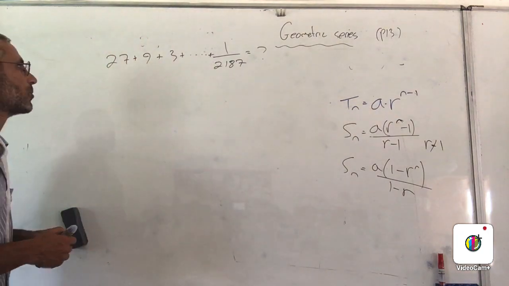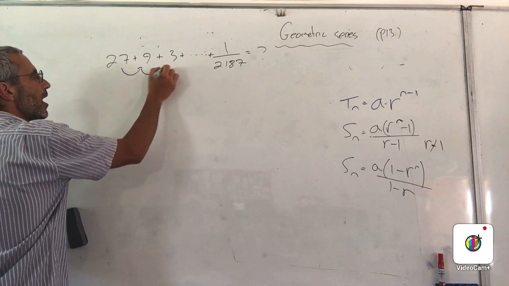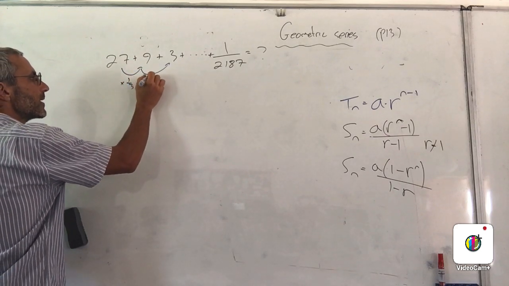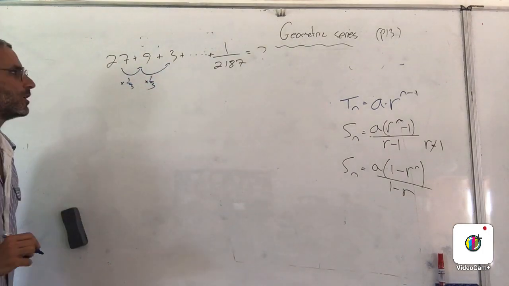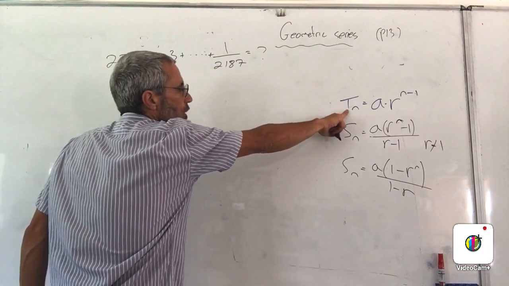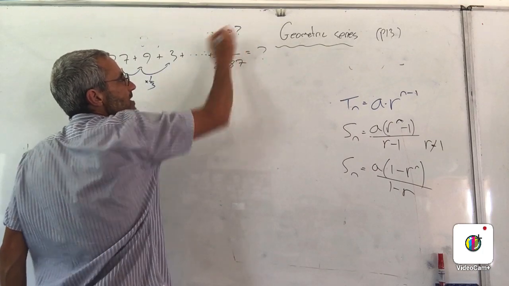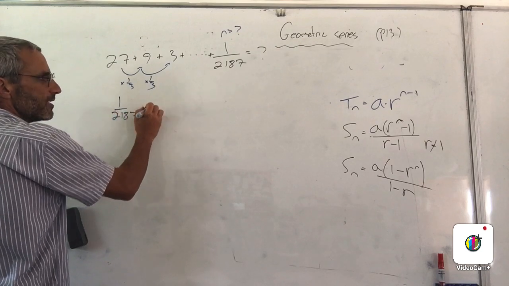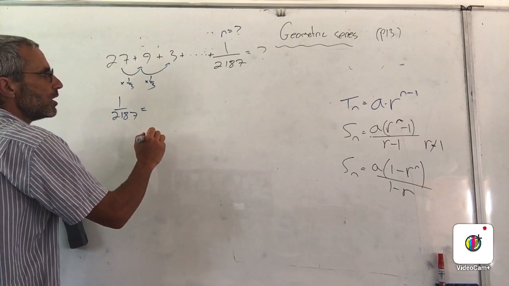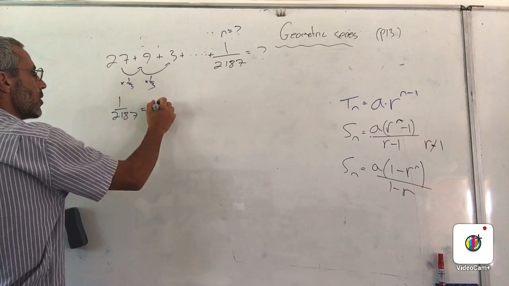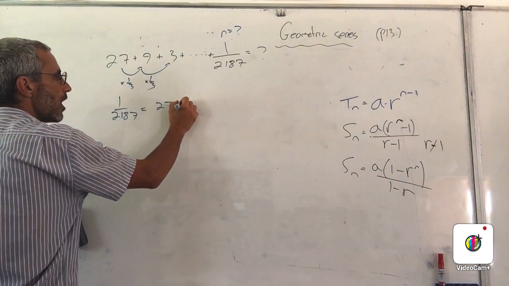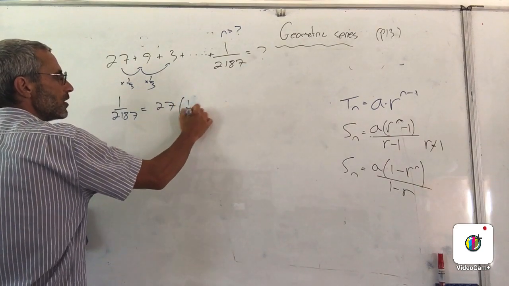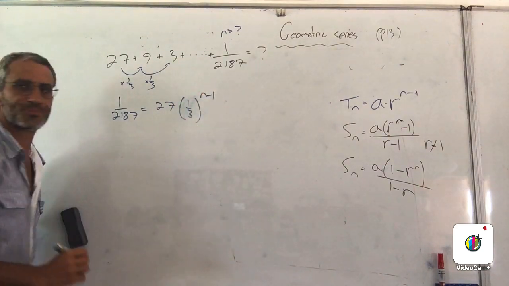But first off, I have to figure out the r. What am I multiplying by? By a third. Good one, okay? We're multiplying by a third. So now I'm going to say, okay, look, I want to know what is the n here. So I'm going to say the Tn, 1 over 2187, is equal to 27 times a third to the power of n minus 1.